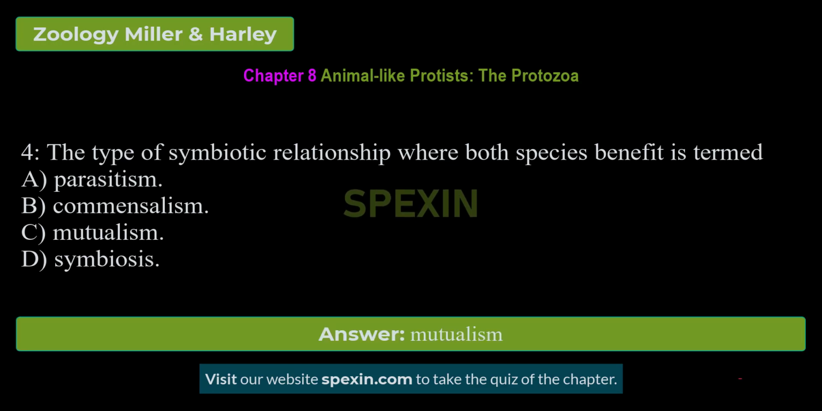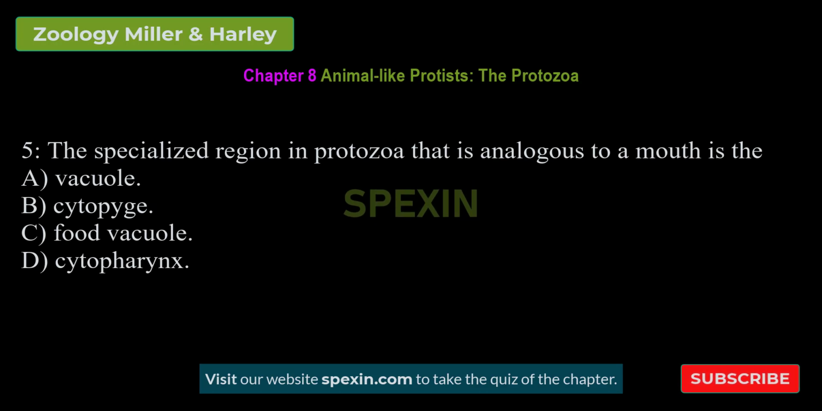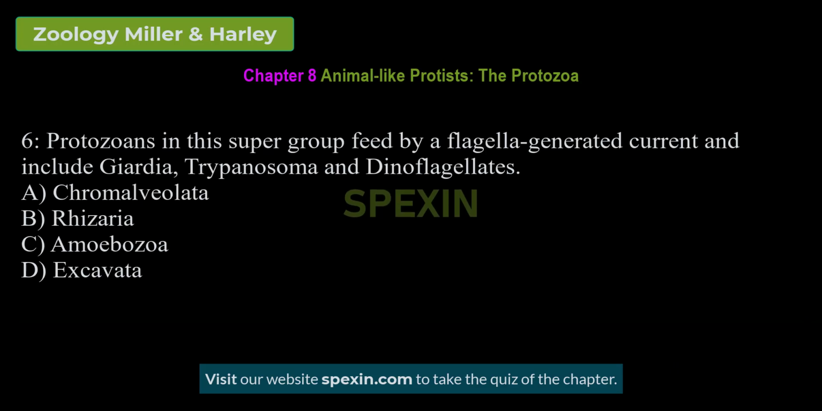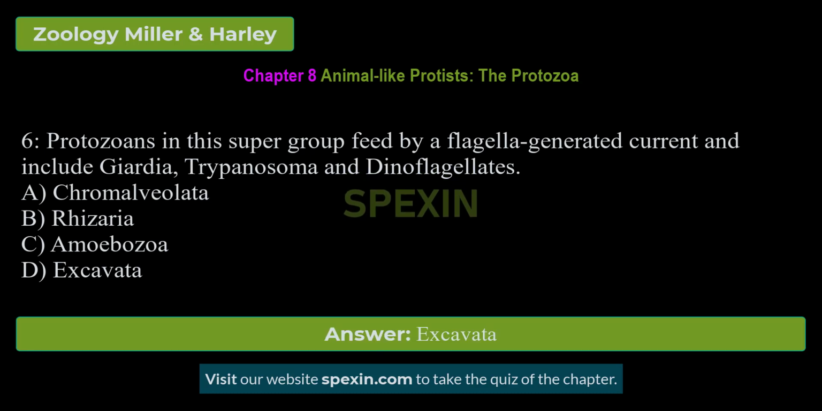Correct answer: mutualism. The specialized region in Protozoa that is analogous to a mouth is the vacuole, cytopyge, food vacuole, cytopharynx. Correct answer: cytopharynx. Protozoans in this supergroup feed by a flagella-generated current and include Giardia, Trypanosoma and dinoflagellates. Chromalveolata, Rhizaria, Amoebozoa, Excavata. Correct answer: Excavata.